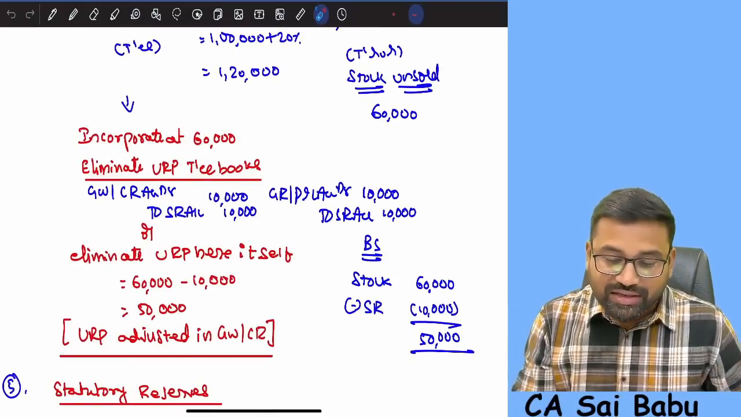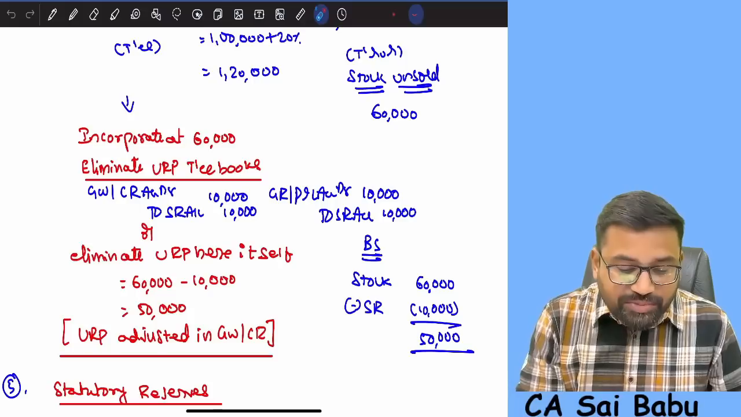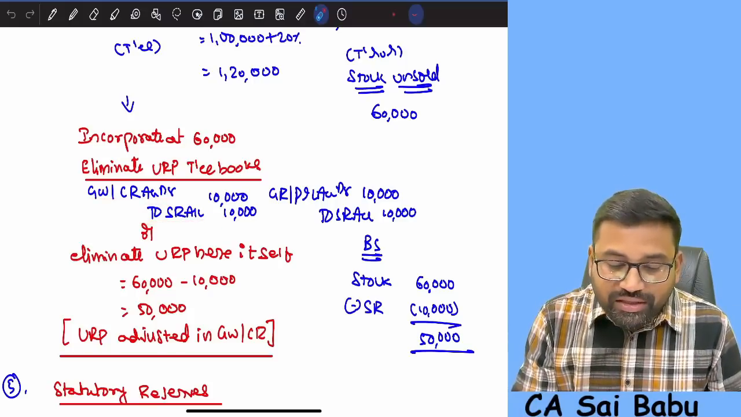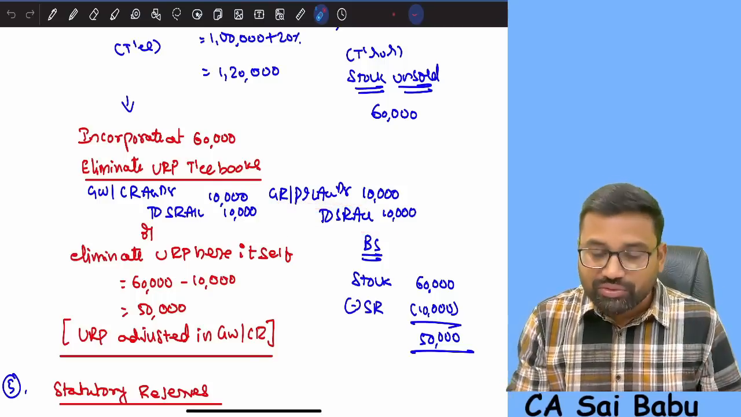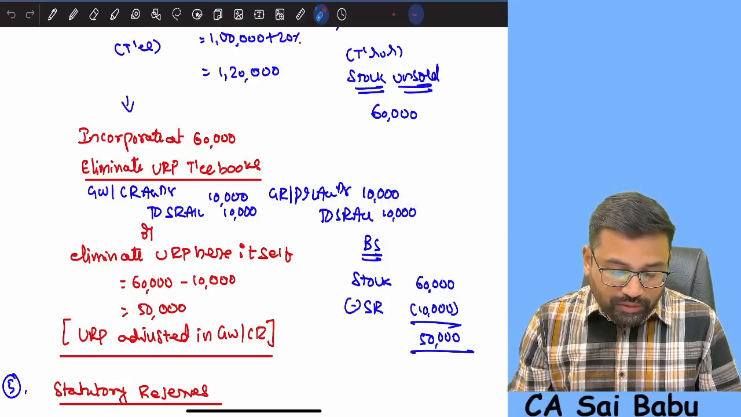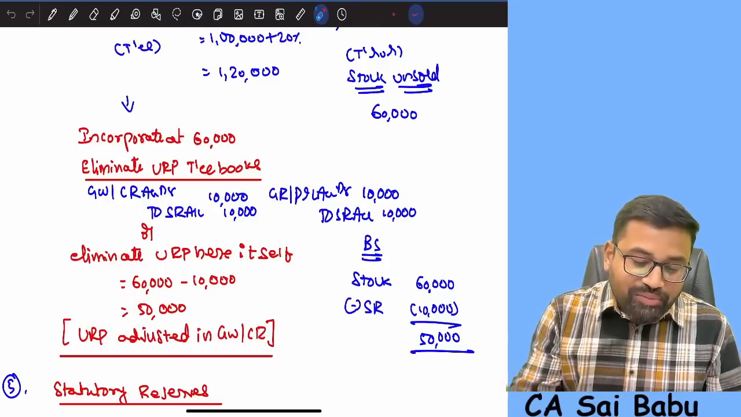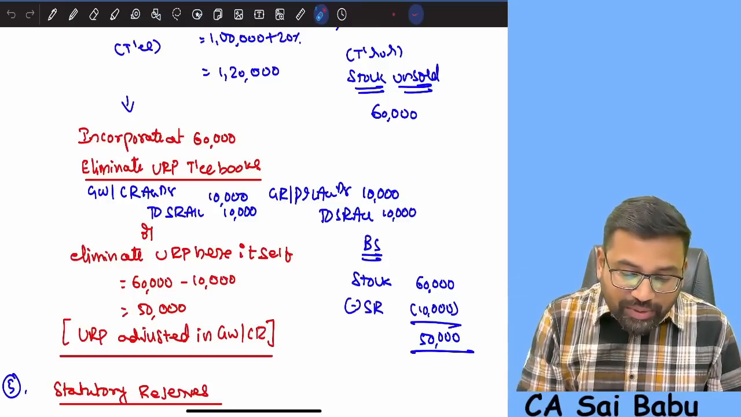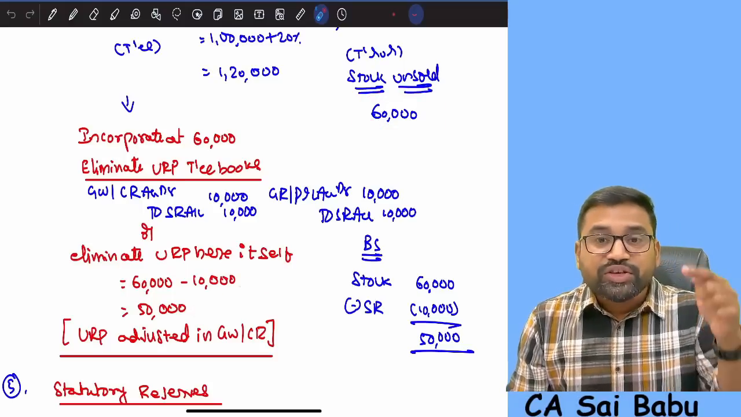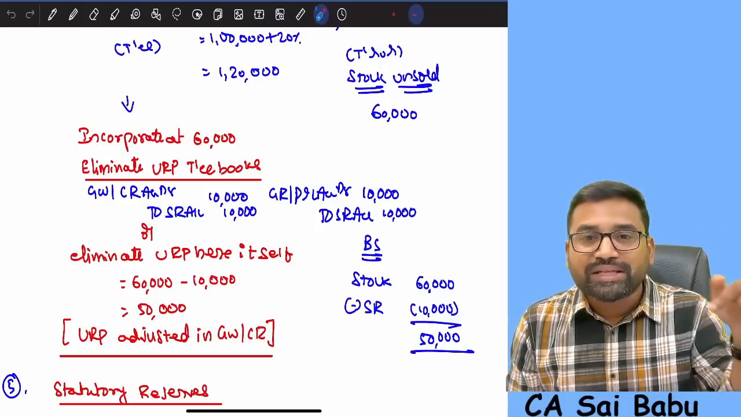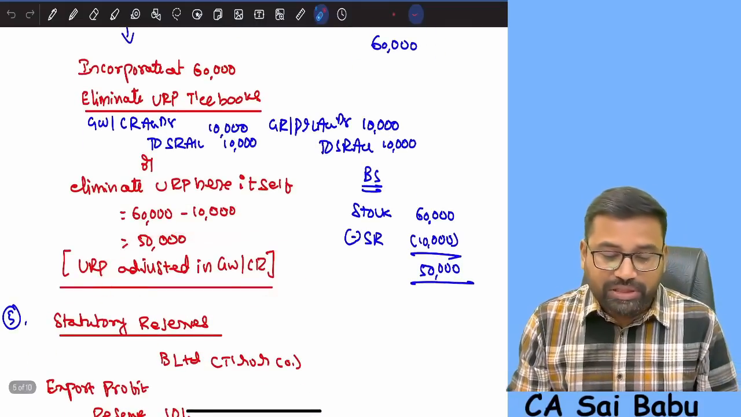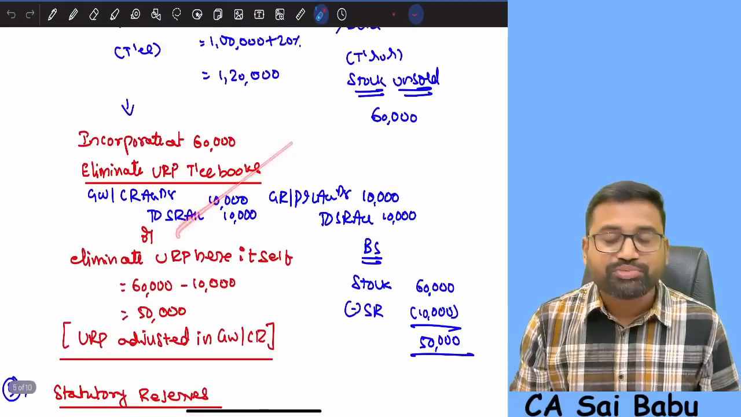What is the entry I will write? To eliminate this, it is simple. If it is the purchase method, goodwill or capital reserve to stock reserve account. If it is the pooling of interest method, general reserve or P&L account debit to stock reserve account, 10,000. You eliminate it. Or else, at the time of incorporation itself, we can eliminate the URP. That means we take this stock at 60 minus 10, 50,000. If you incorporate this stock at 50,000, eliminating the unrealized profit, it is automatically adjusted to goodwill or capital reserve. No need to adjust separately, no need to write this separate adjustment entry.